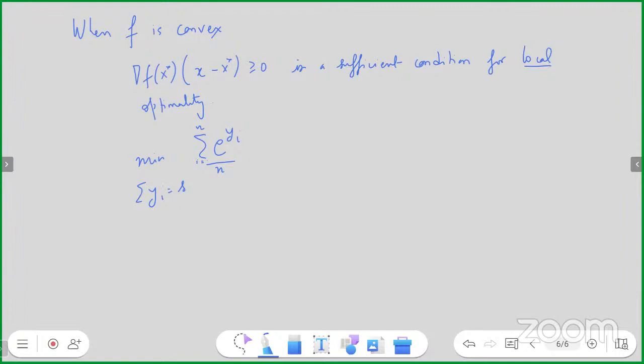Suppose I could just get that the optimizing yi star is equal to s by n. What do I have to check? That the gradient, let's call this g, the gradient of g at s by n times y minus y star is greater than or equal to 0. That's all I have to check.